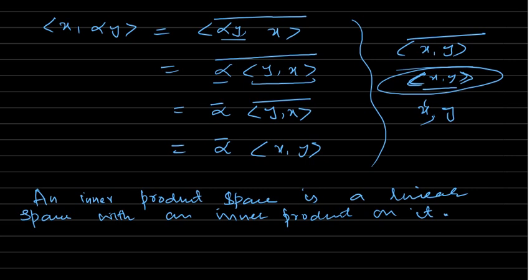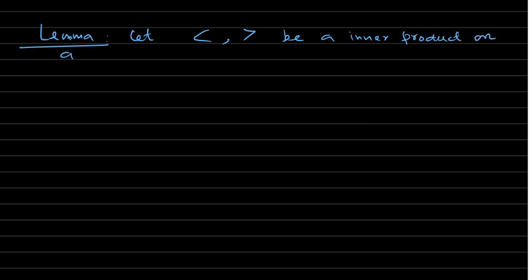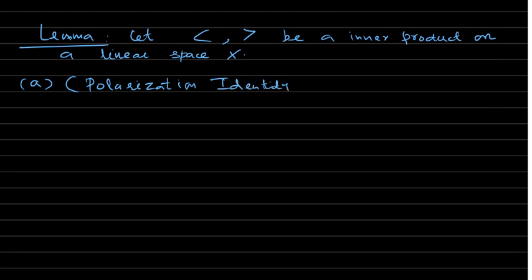सो नाउ वी हैव फर्स्ट लेमा, दिस डायरेक्शन, दिस इज द फर्स्ट लेमा. लेट दिस बी एन इनर प्रोडक्ट, ओके, let this be an inner product on a linear space X. Okay. Then the first part is which we called the polarization identity.